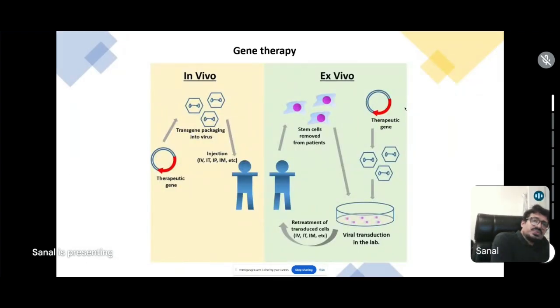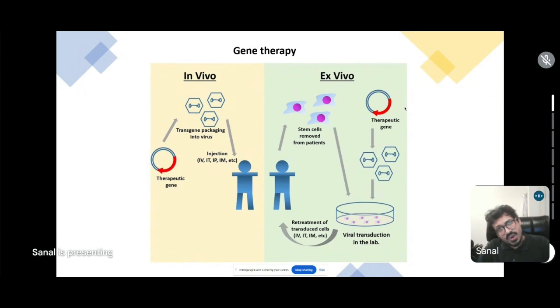Gene therapy you can classify in multiple ways. One way to classify is as in vivo and ex vivo gene therapy. In vivo gene therapy is very simple. You deliver the gene intravenously, directly into the patient. The gene can be put inside a plasmid or a viral vector like lentivirus or adeno-associated virus, or a virus of your interest, or you can use lipid nanoparticles or any suitable carrier.